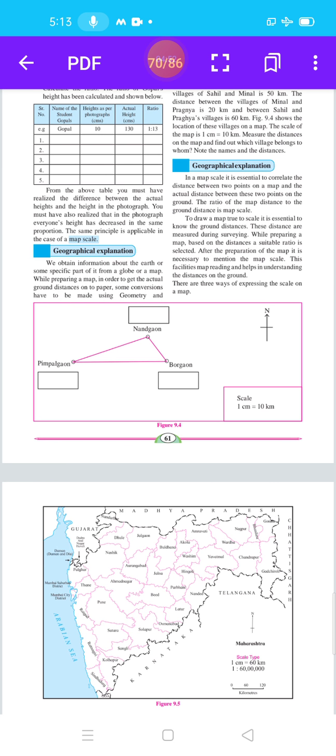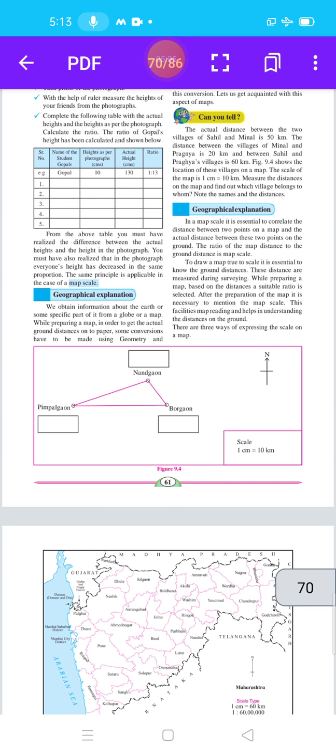The actual distance between the two villages of Sahil and Meenal is 50 km. The distance between the villages of Meenal and Pragya is 20 km. Between Sahil and Pragya's villages is 60 km. Figure 9.4 shows the location of these villages on a map. The scale of the map is 1 centimeter equal to 10 km. Measure the distance on the map and find out which village belongs to whom. Note the names and distances.